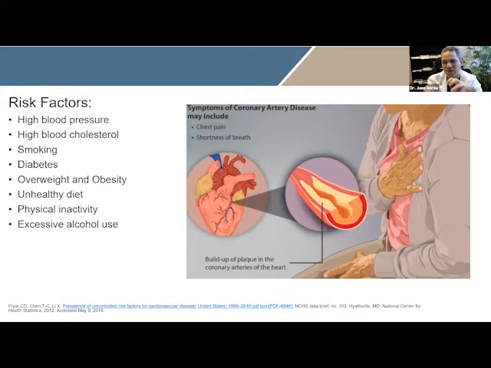So when you have that microscopic damage, like we said before, there are inflammatory cells that will come through and say, oh, let's come here, let's try to fix this. And they all start accumulating, and that's how your plaque gets formed.